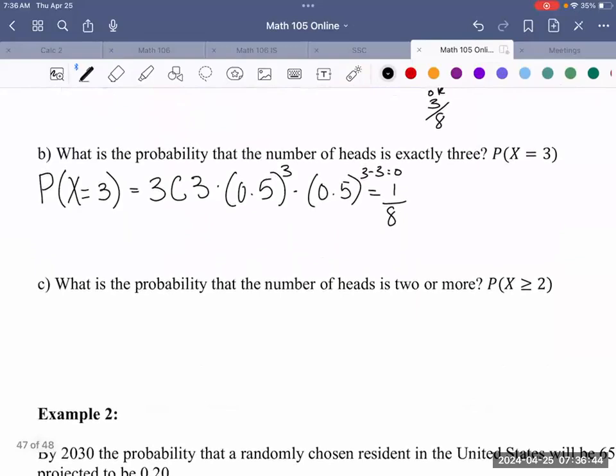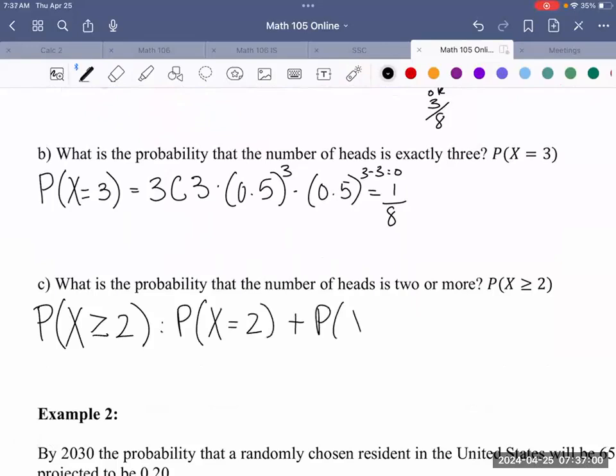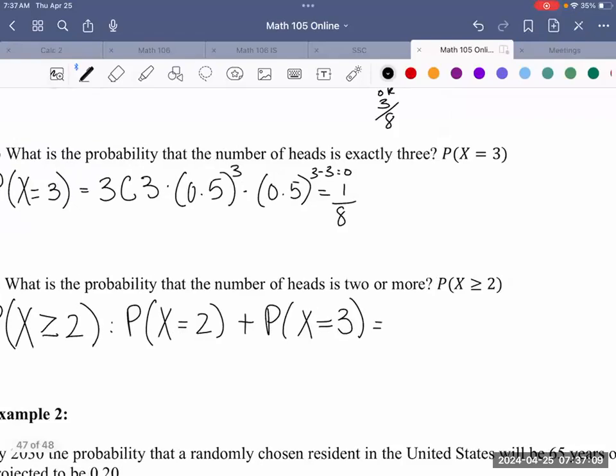Now, what's the probability that the number of heads is 2 or more? So the probability that x is greater than or equal to 2 is really the probability that x is equal to 2 plus the probability that x is equal to 3. Because then when you run out of trials, you can stop. So our trials only being 3, we had 3 out of 8 plus 1 out of 8, which equals 1/2, or 4 out of 8.